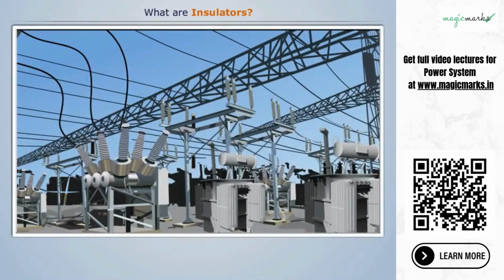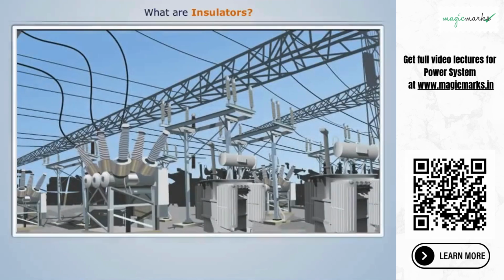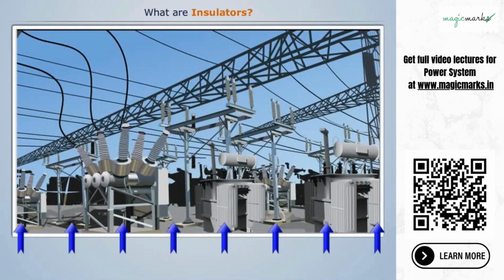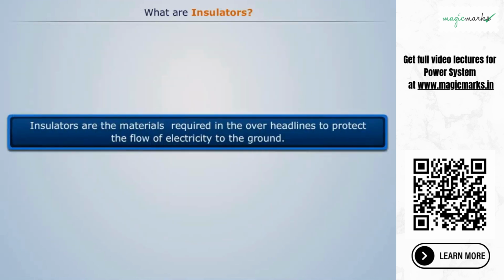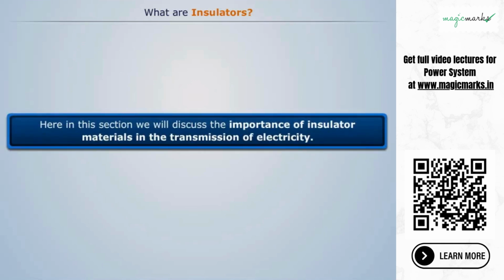But at the same time, they need to be insulated from the ground, as the electricity will flow through the ground in case of leakage and there will be wastage. Therefore, to prevent the flow of electricity to the ground, we require insulators in the overhead lines. Here in this section, we'll discuss the importance of insulator materials in the transmission of electricity.